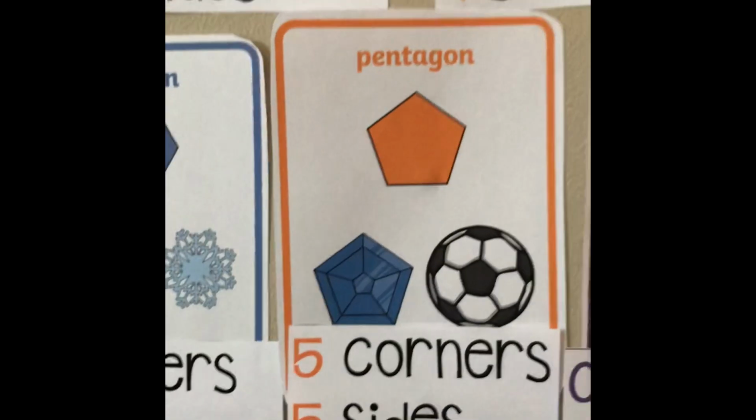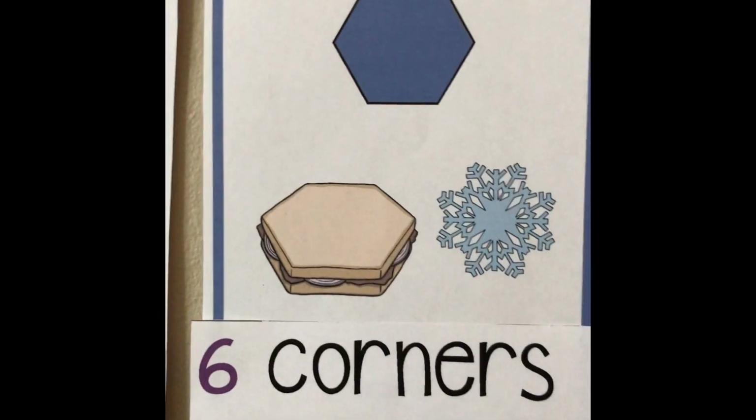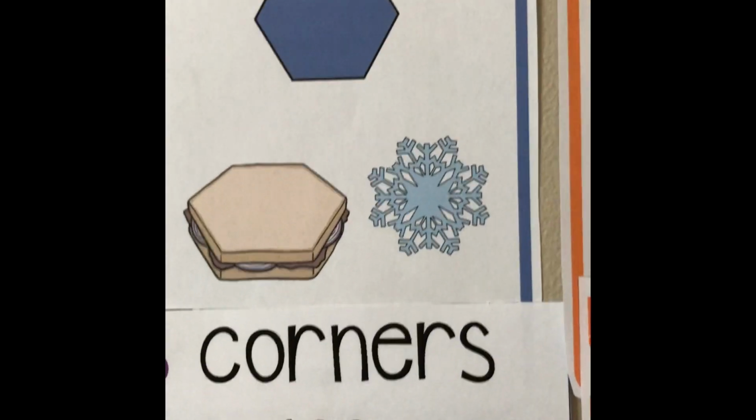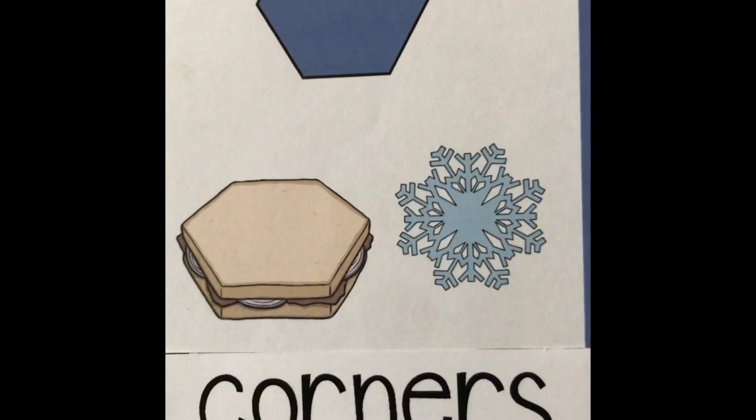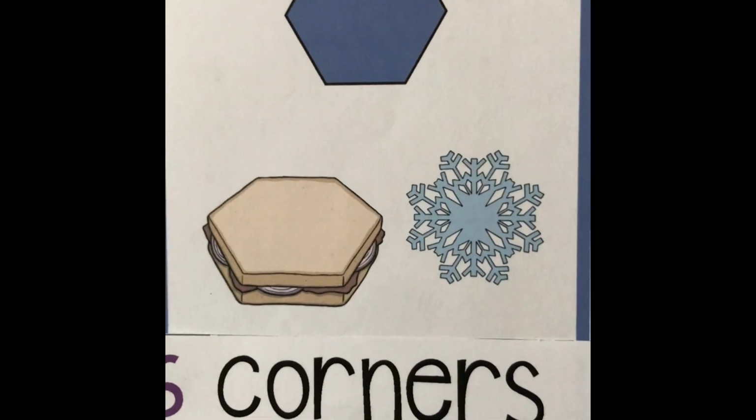The next one we have is a hexagon. And a hexagon has 6 corners and 6 sides. You might see it as a sandwich if you cut off the crusts, or a snowflake, or even bees, when they make their honey, their honeycomb are the shape of hexagons as well.